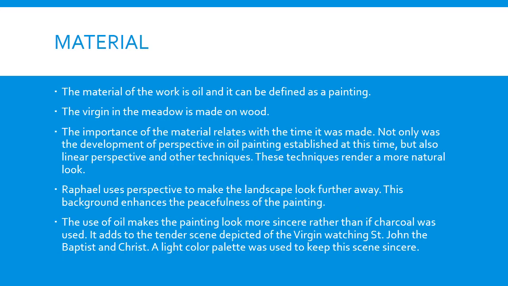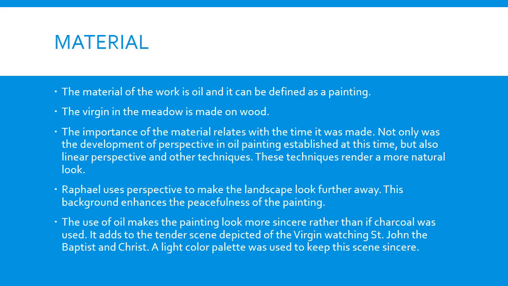The material of the work is oil, and it can be defined as a painting. The Virgin in the Meadow is made on wood. The importance of the material relates with the time it was made. Not only was the development of perspective in oil painting established at this time, but also linear perspective and other techniques. These techniques render a more natural look.